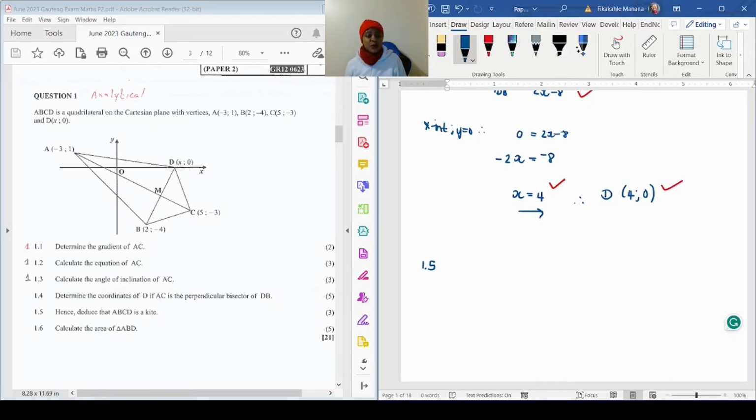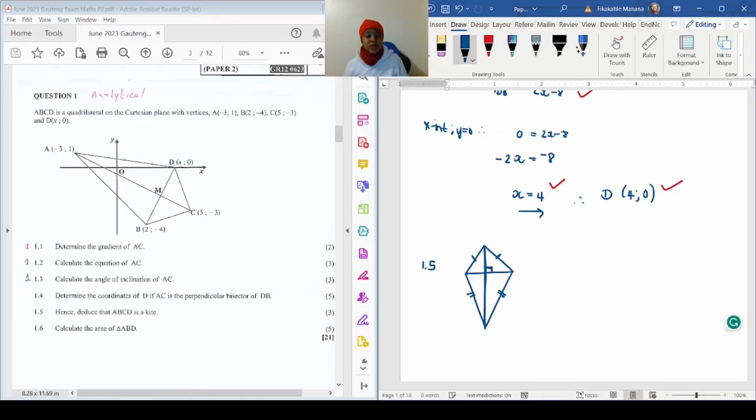So how can we prove that ABCD is a kite? Let's remind ourselves, what are the properties of a kite? A kite is like two triangles that are congruent. So basically this side would be equal to that side, so you could calculate the lengths using the distance formula. Also, those sides should be equal in length. Remember, this is a common side, so obviously that one has the same length.